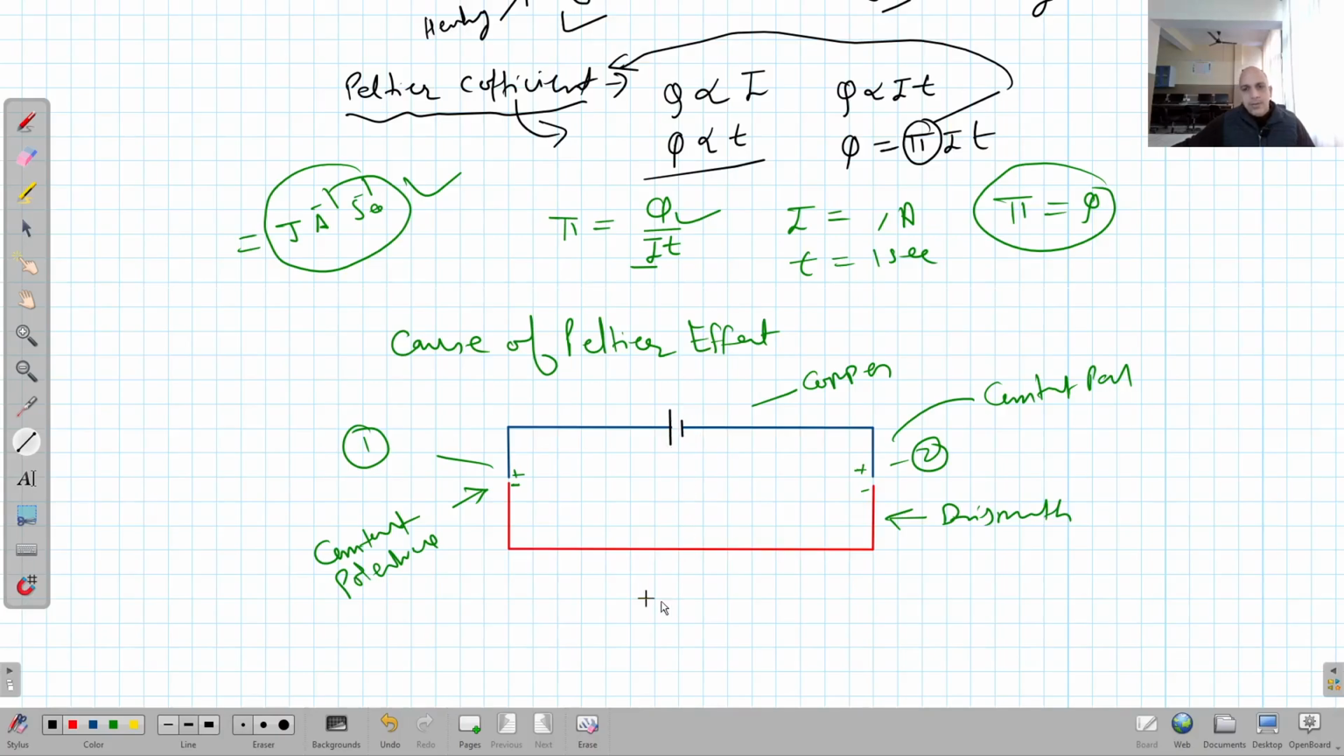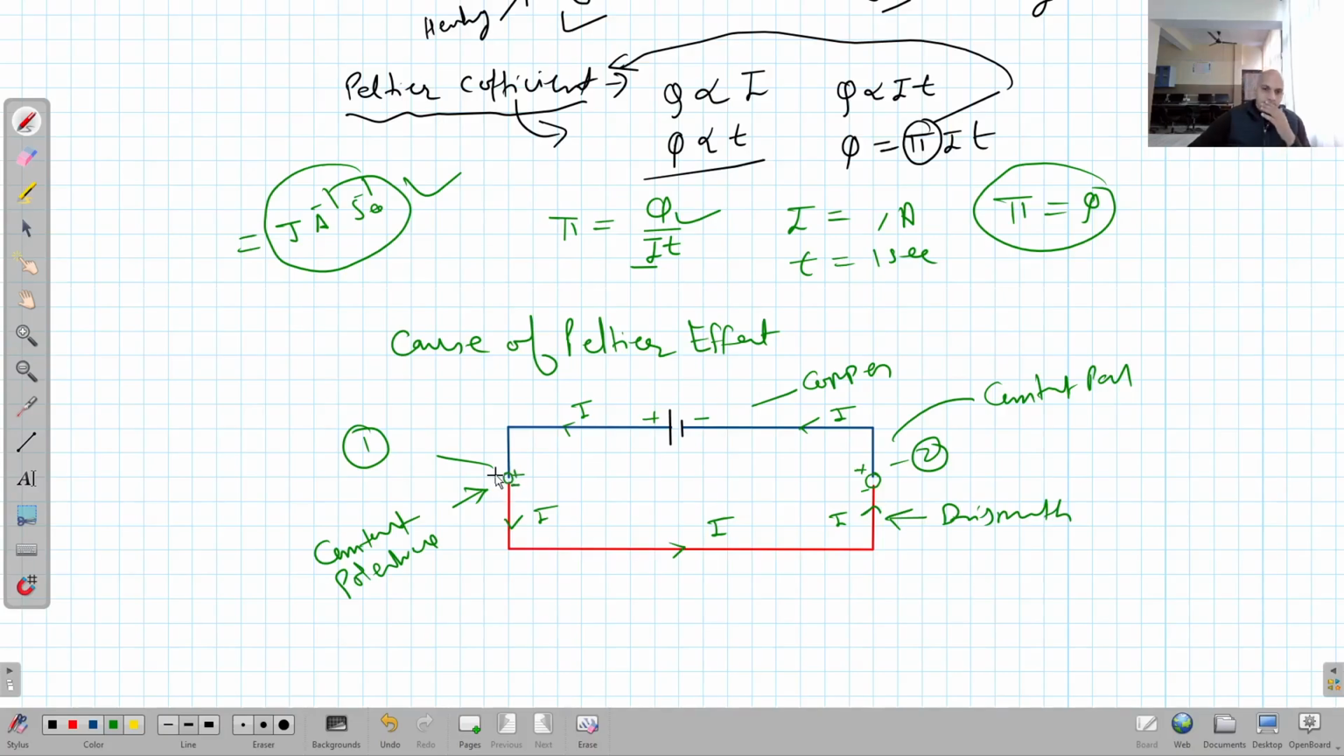Suppose I apply this battery here now. Now what will be the effect? This is positive, this is negative. So when I apply a battery, the current will start flowing here to here in this way. I, I, I, and I. Clear? I have joined now these two.